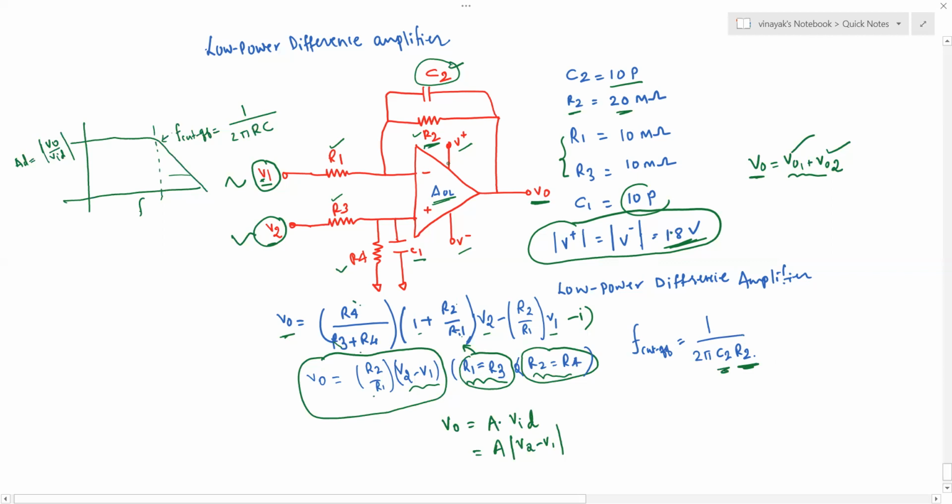So this is how you see now the value of R1 and R3 are 10 mega ohm, and the value of R2 is 20 mega ohm. Choosing a high value of resistances makes sure that the bias currents are at a very low level, and therefore you can design a low power difference amplifier. Also, the supply limits are chosen to be plus minus 1.8 volts. So V plus is 1.8 volt, V minus is minus 1.8 volt.